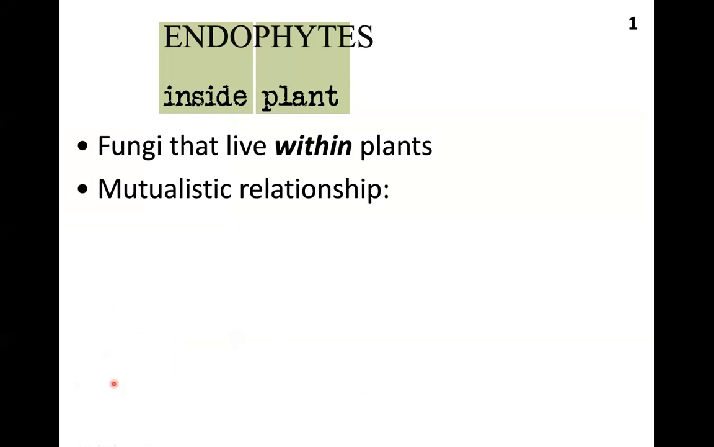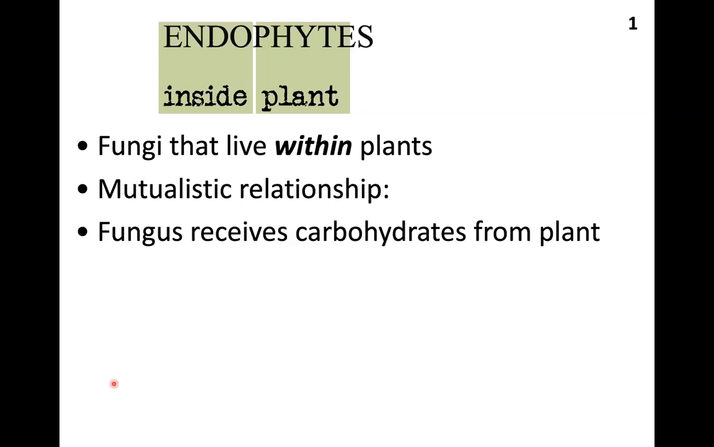And just as for mycorrhizal associations, these are mutualistic relationships. And just as for the mycorrhizae, the major benefit that the fungus receives from the plant is carbohydrate. So again, the same applies. The fungus can't make its own sugars, and therefore it's reliant on getting those from the plant, which makes it from photosynthesis.